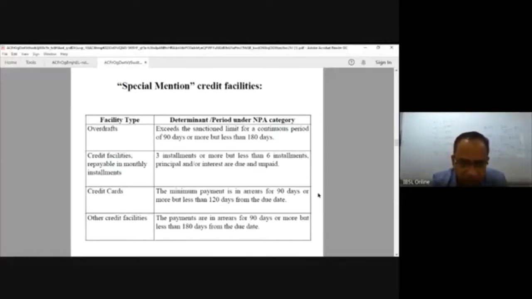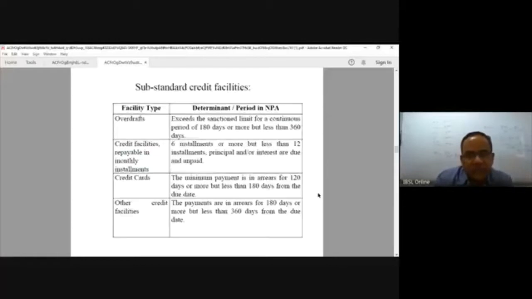The other irregular facilities, the periods are different. The payment in arrears for more than 90 days but less than 180 days, those are also SMA category. When it comes to more than 180 days, we call it substandard credit facilities. For substandard credit facilities, the definition is between 6 months to 1 year, so more than 6 months but less than 1 year.